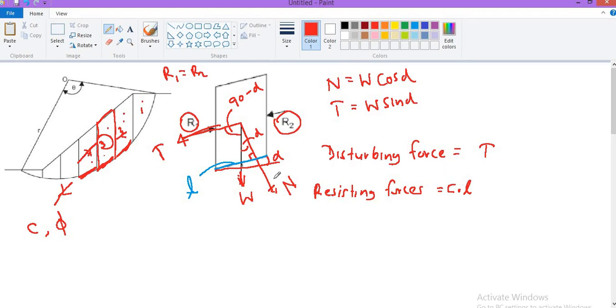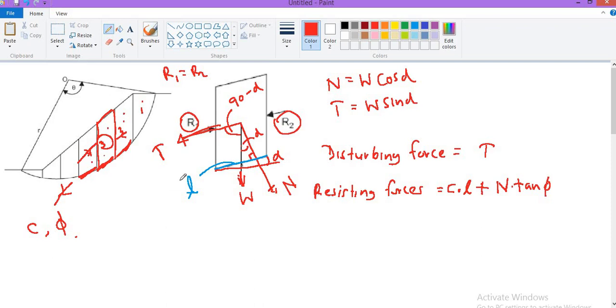What about phi? Phi is created by this normal reaction. Just like in F equals mu R, we know mu is tan phi. We did this earlier. Therefore this part should be like mu R, we have N into tan phi. So that is the resisting forces.